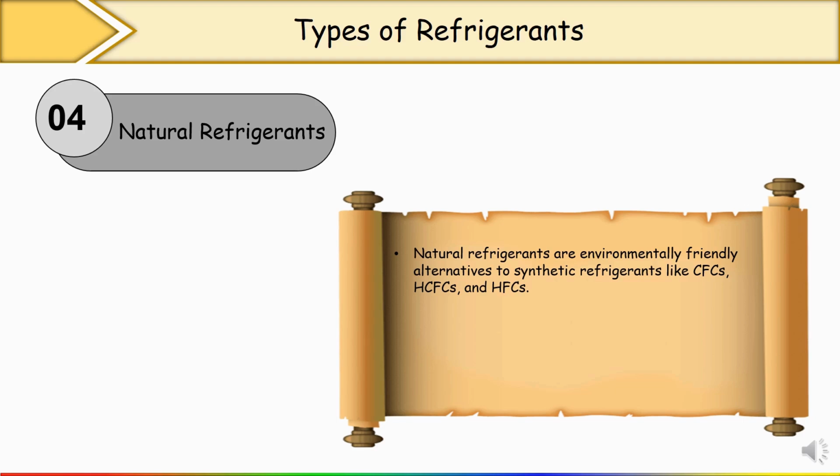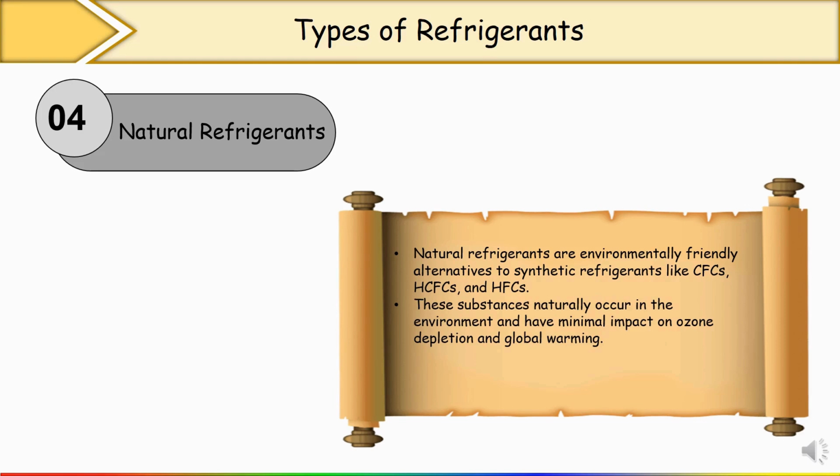Chlorofluorocarbons, hydrochlorofluorocarbons, all of that we have discussed. So these substances naturally occur in the environment and have minimal impact on ozone depletion and global warming. For example, ammonia, the widely used example of a natural refrigerant. Ammonia is widely used in industrial refrigeration.